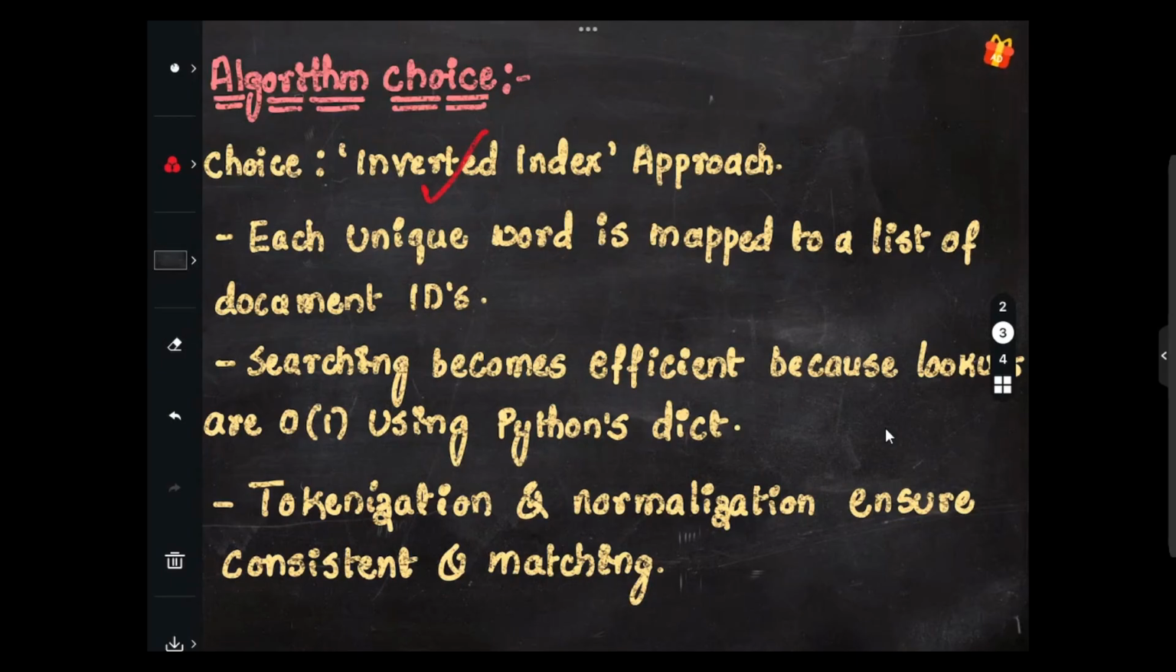The second point here is searching becomes efficient because lookups are O(1) using Python's dictionary, right? The final one here would be that tokenization and normalization ensure consistency and matching. Yep.